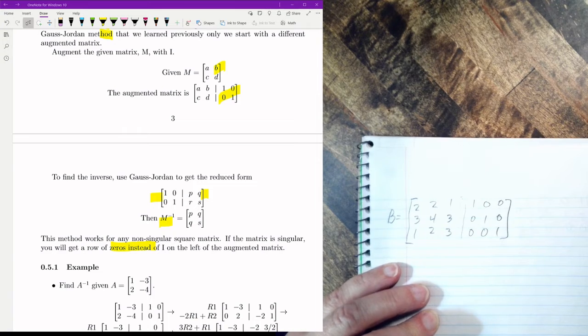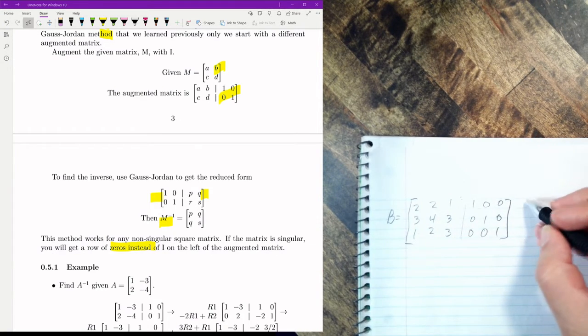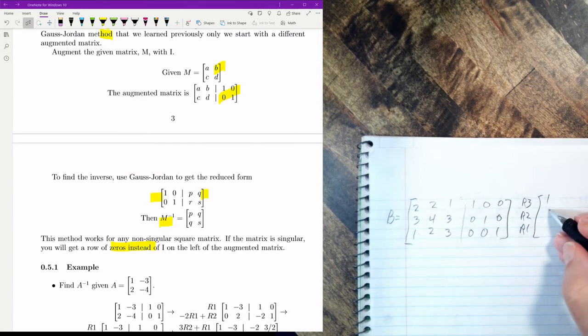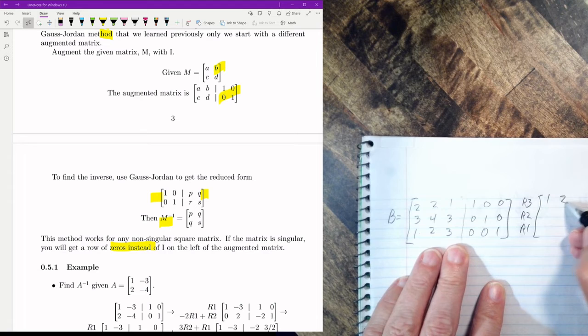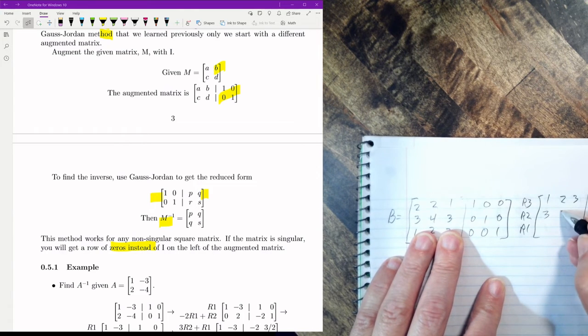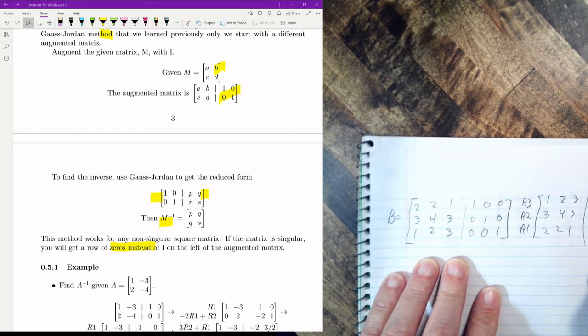And start. First thing I'm going to do is switch row 1 and row 3. So let's put row 3, we'll keep row 2 the same, and this would be row 1. So we have 1, 2, 3, 0, 0, 1, 3, 4, 3, 0, 1, 0, and 2, 2, 1, 1, 0, 0.